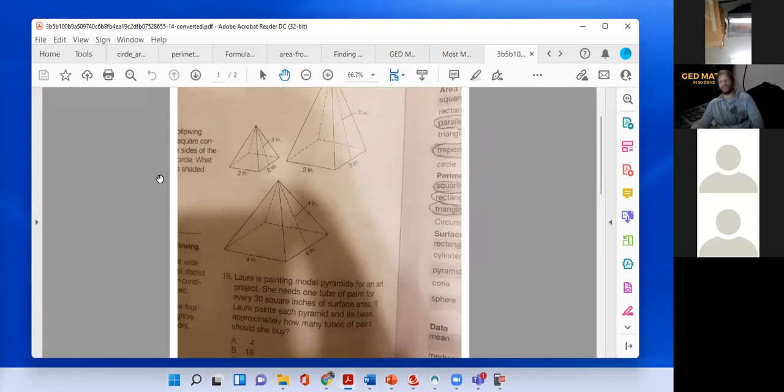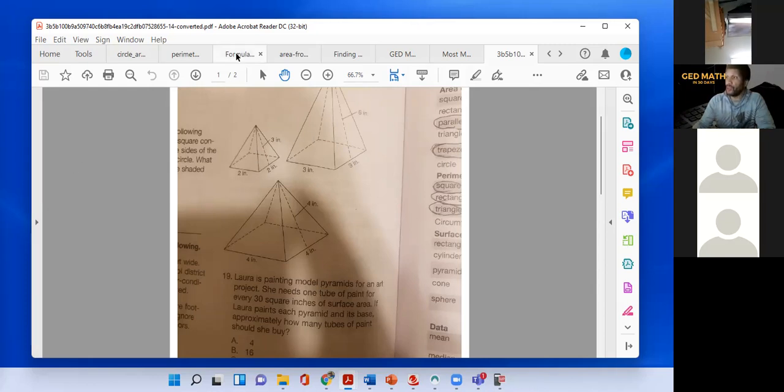Okay, so right away, I'm going to look at the biggest pyramid and say, a pyramid, we have the formula for a pyramid to find surface area. Now, what is surface area? Surface area is not volume, that's not inside. So surface area just means the area of each side of the shape. Okay, the area of the surfaces. That's it.